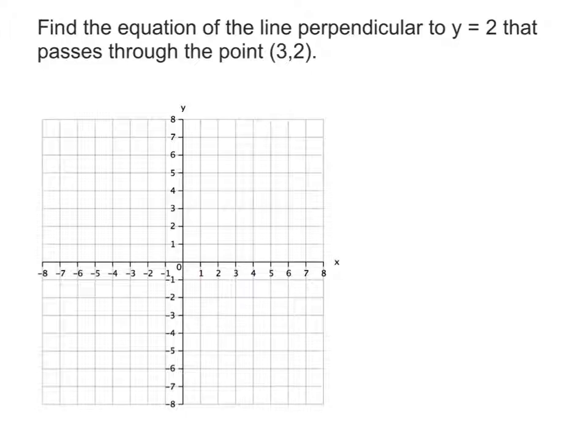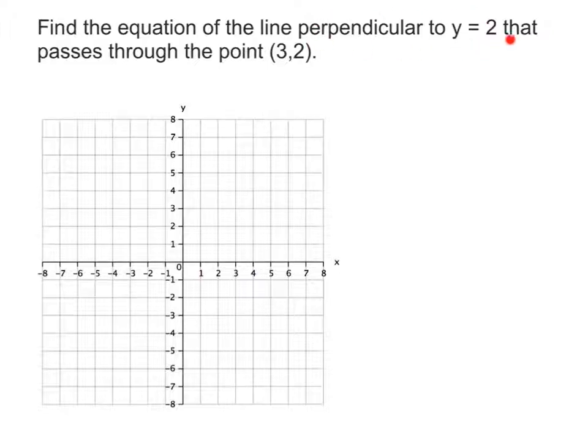So here's our problem. We want to come up with an equation that fits all these characteristics. So the first thing they tell us is that they want the equation of a line that's perpendicular to y equals 2. They're encoding some information here. Y equals 2 is a horizontal line.